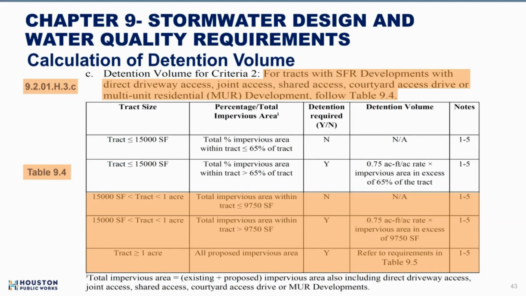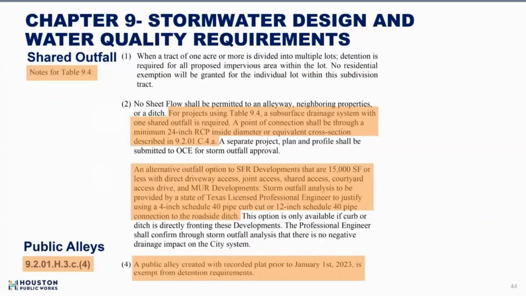And detention will be credited up to 9,750 for each lot after they are split equally, in this example, which I just gave to you. The last row shows that any tract at or over 1 acre requires detention for all proposed impervious areas. The requirements and rates are listed in table 9.5.